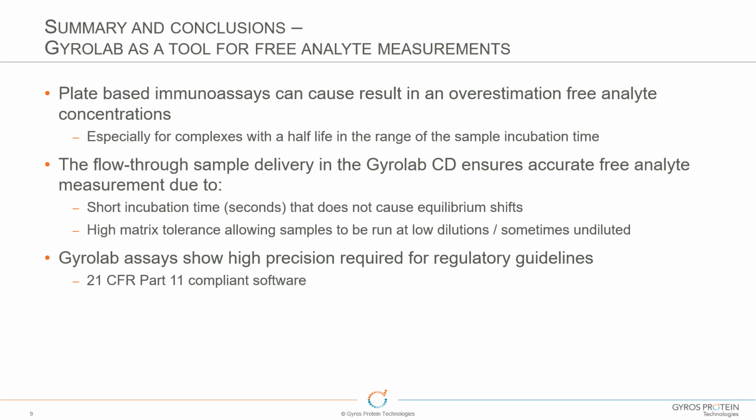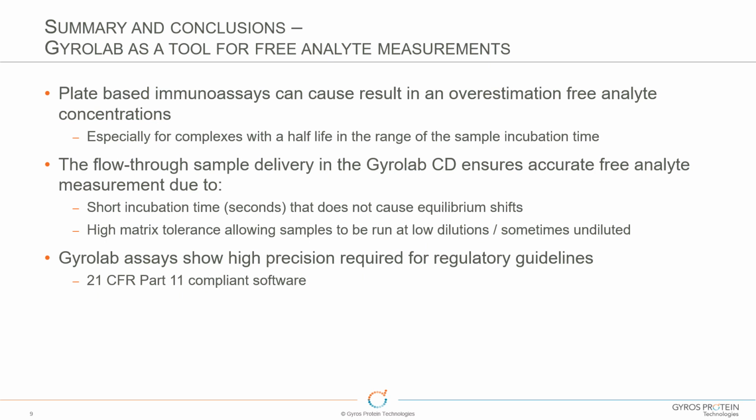So in summary, plate-based immunoassays, traditional ELISAs, can cause an overestimate of free analyte, particularly for lower affinity interactions. The flow-through delivery on the Gyrolab CD can ensure accurate free analyte determination because there's a short incubation time. So this minimizes the equilibrium shift due to the assay. And also it has high tolerance, allowing samples to be run at low dilutions, sometimes undiluted.